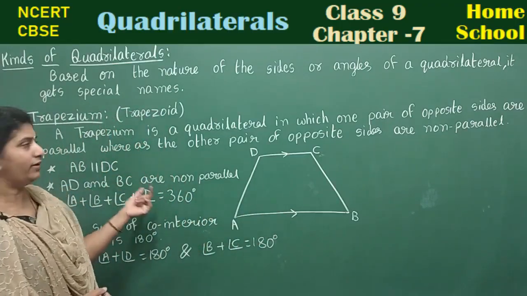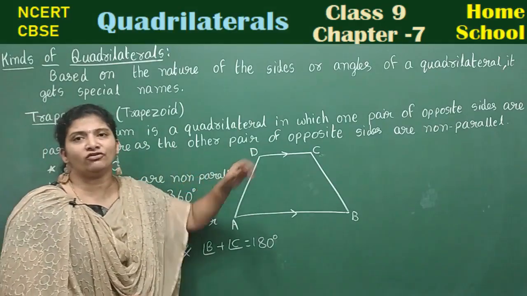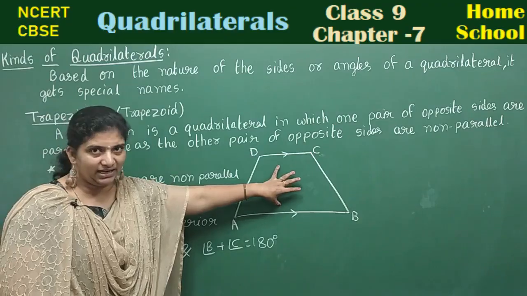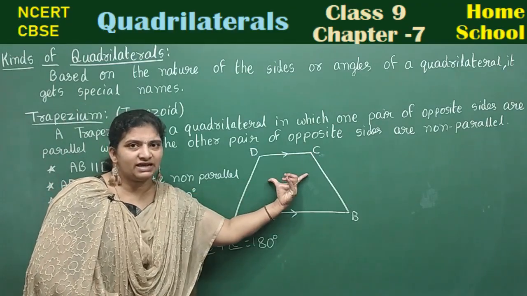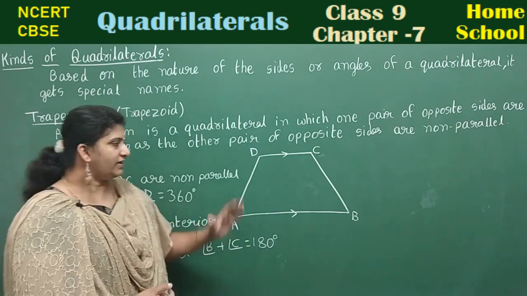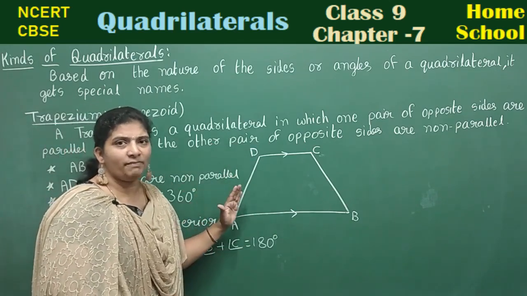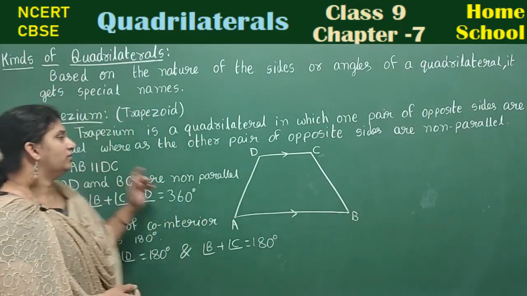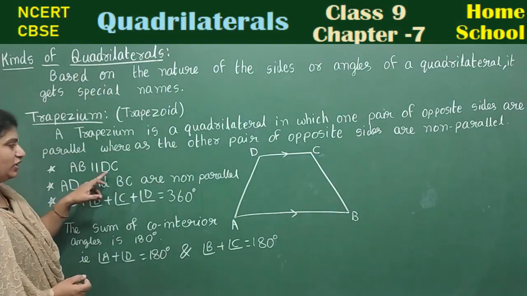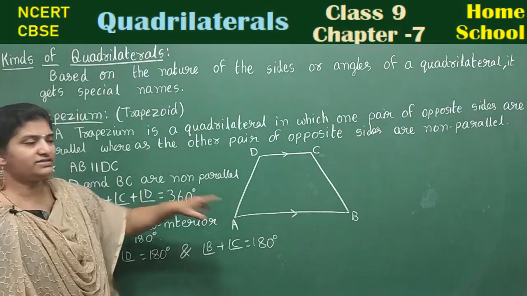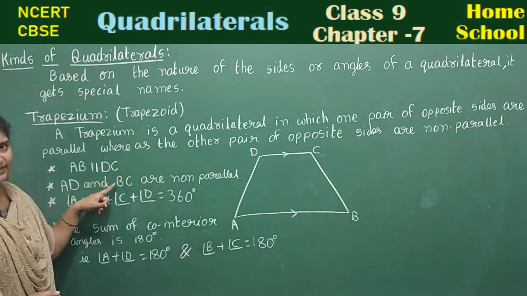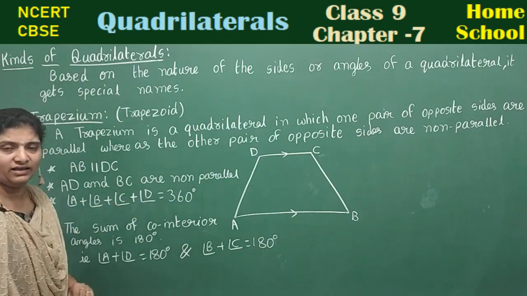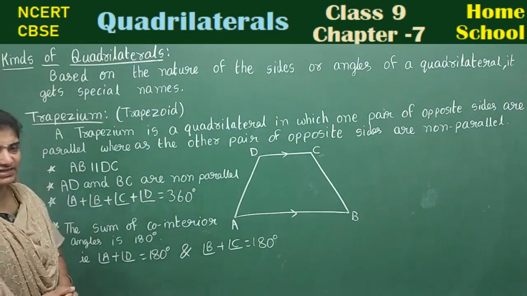One more point you need to remember: the other pair of opposite sides are non-parallel. One pair of sides are parallel and the other pair of opposite sides are non-parallel, meaning they may meet at some point. What are the non-parallel sides here? AD and BC are non-parallel. We can write it as AB parallel to DC. AD and BC are non-parallel sides.